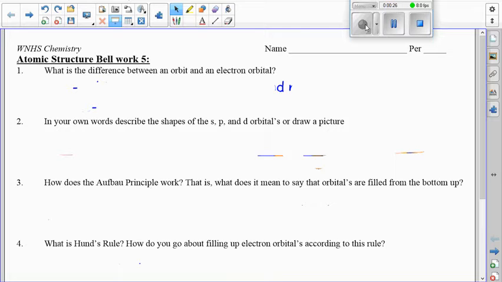So let's go ahead and talk about this bell work, orbits versus orbitals. An orbit is when something revolves around something, and an orbital is just a space where 0 to 2 electrons might be.